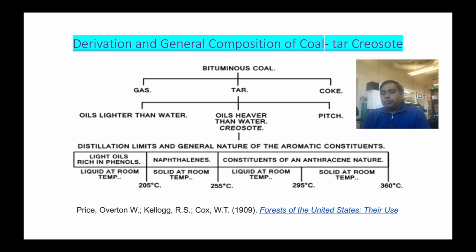The portion that is heavier than water contains light oils rich in phenols and naphthalenes, which have melting points like 205 degrees Celsius, and the constituents of the anthracene nature. These are liquid at room temperature, having higher boiling and melting points like 255 and 285.